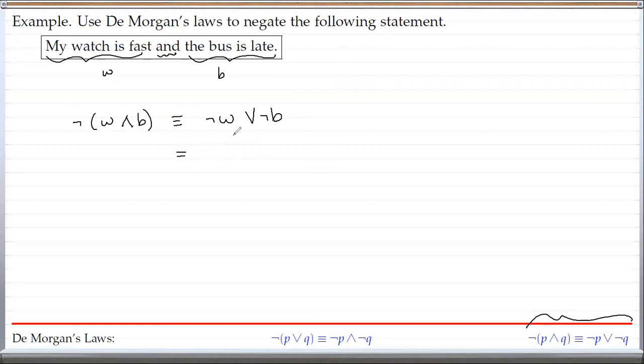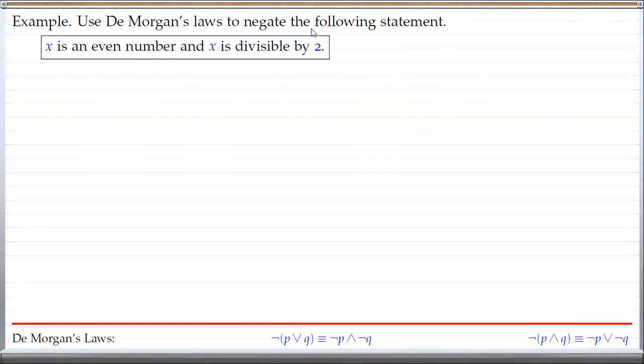Now let's write it back in terms of the given statements. Not W is "my watch is not fast," or, we have "or" over here, "the bus is not late." So this is the negation of "my watch is fast and the bus is late."